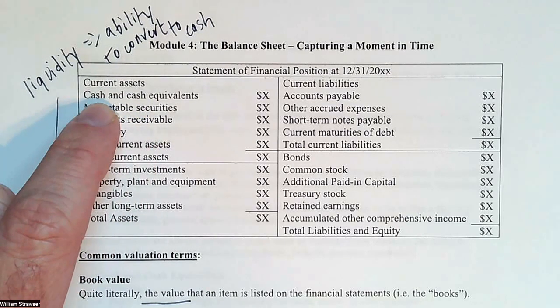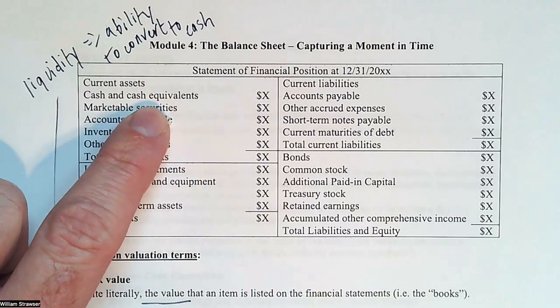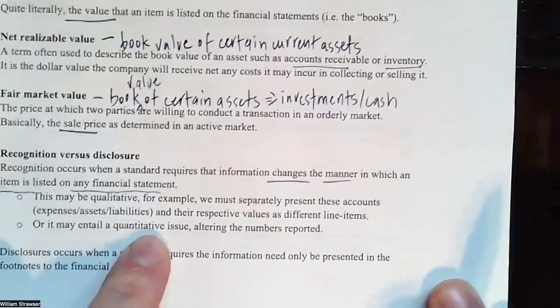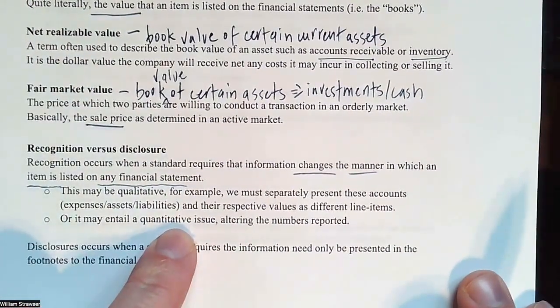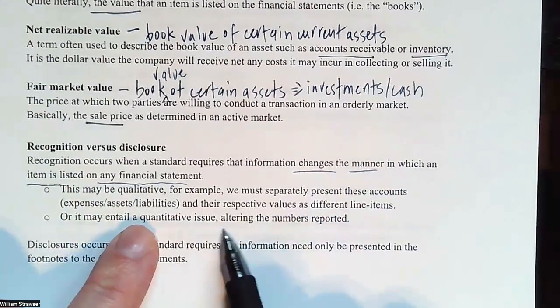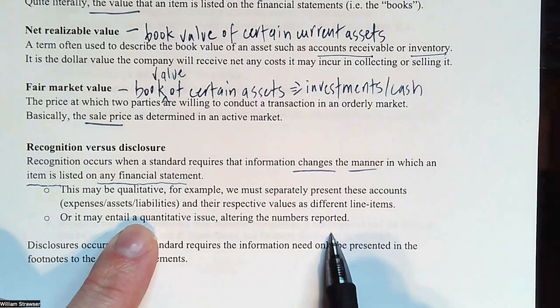We might have a certain restriction on cash that causes me to present cash and cash equivalents, and then right below it, restricted cash. So that would be a qualitative change. It also may be quantitative, which means that when I recognize a transaction or something that occurred, it'll change the dollar value I reported for a particular asset, liability, or equity item.